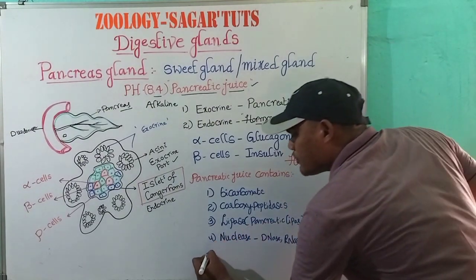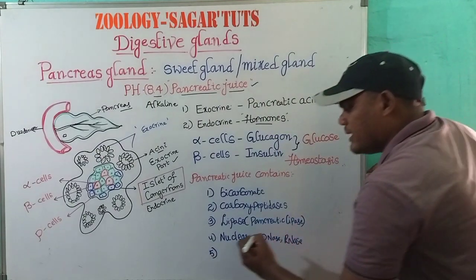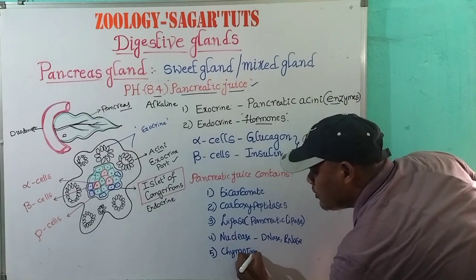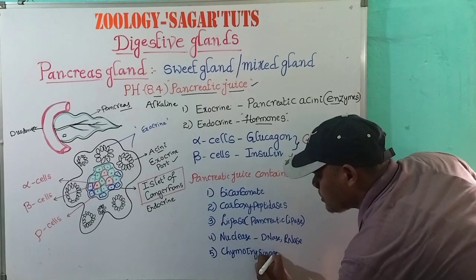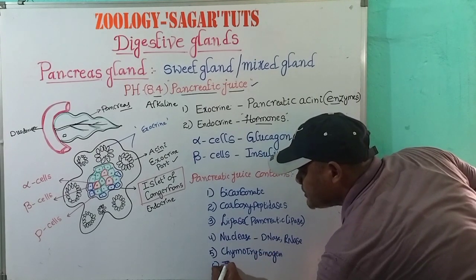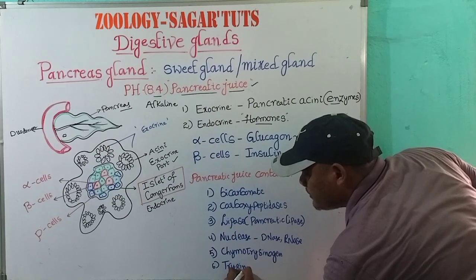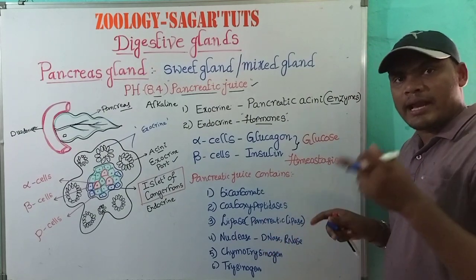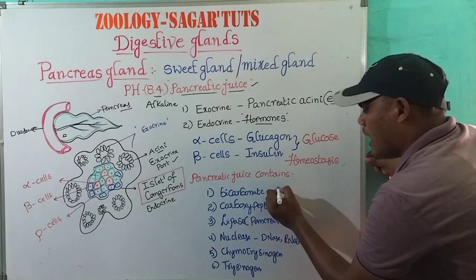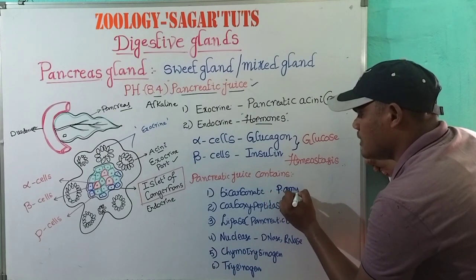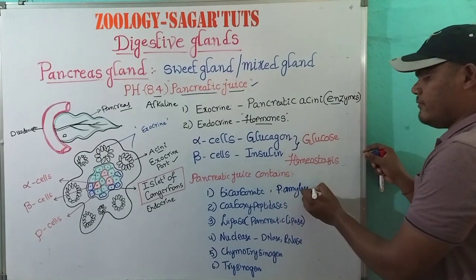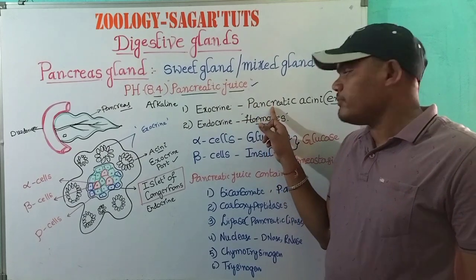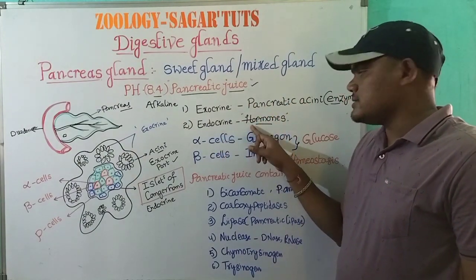And majorly the digestion of proteins, like chymotrypsinogen and trypsinogen. So these are for digestion of proteins and lipids, and pancreatic amylase, that means P amylase, for the digestion of carbohydrates. Is it clear? So the exocrine part consists of pancreatic juice and the endocrine part consists of hormones.